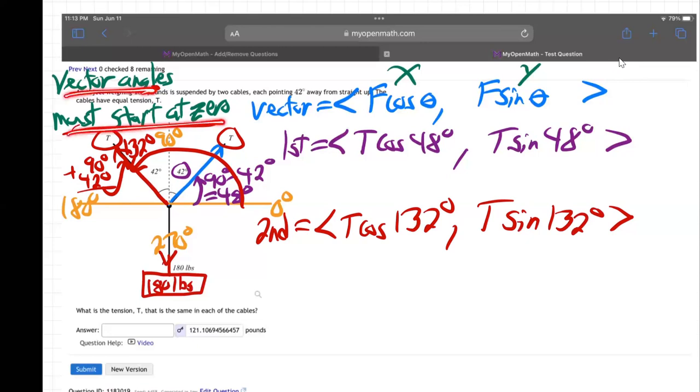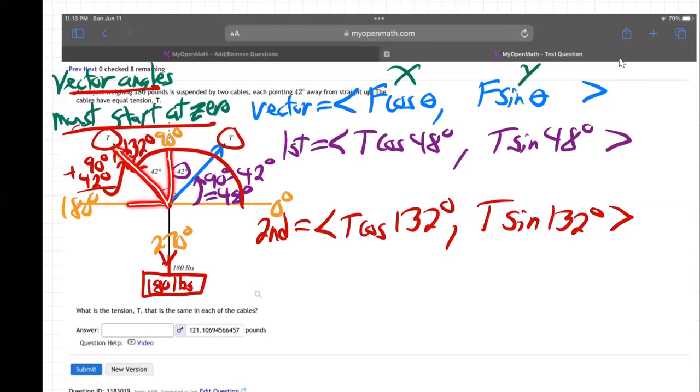Vector angles must start at 0. You can't just look here and go, he's a 42-degree angle. No, not from 0. He's 42 from 90, so 90 plus 42, right? This is 90, and then this is 42 more. So 90 plus 42 is 132. He's actually at 132, right?